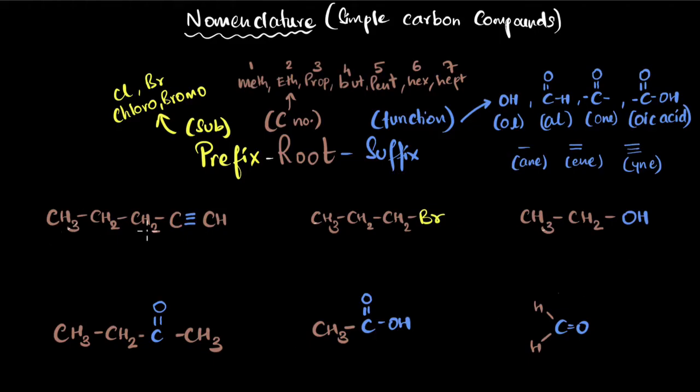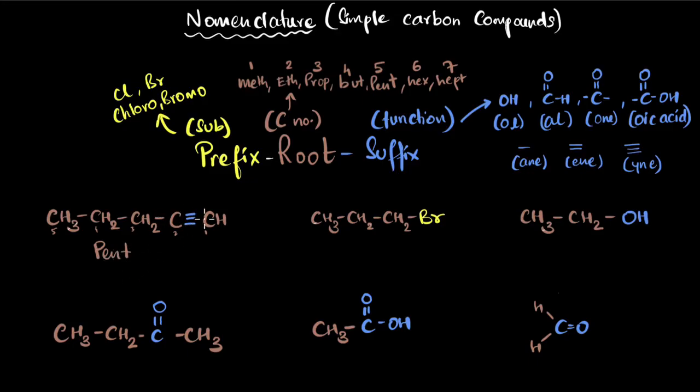Let's start with this one. Do I see any substituent groups? I don't have chloro, bromine, or iodine, anything attached to it. Can you see that? So there is no prefix for this one. So I directly start with the root word. To figure out what the root word is, I just have to count the number of carbon atoms. Well, I have 1, 2, 3, 4, and 5. So 5 carbon atoms. So I know it is pent. So I start with pent. Now how do I end it?